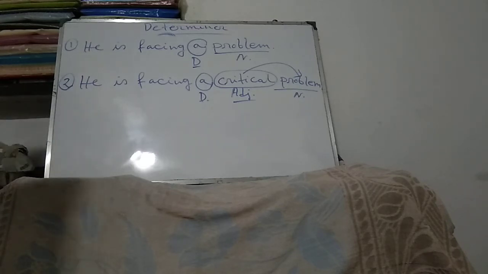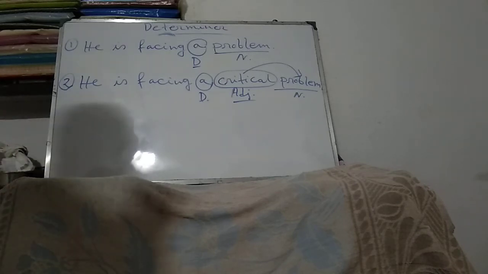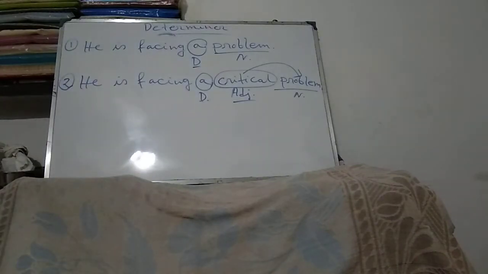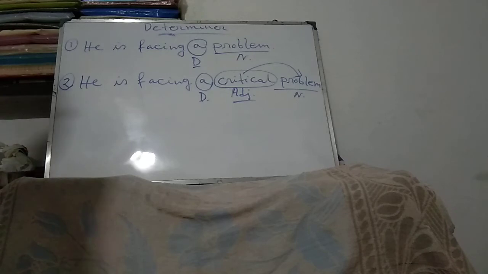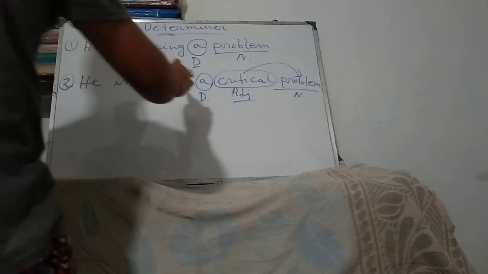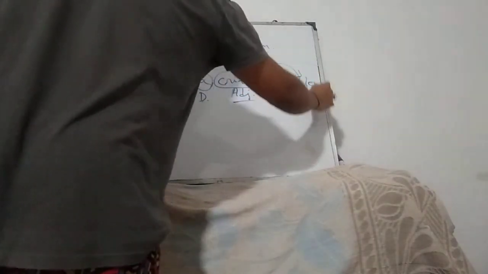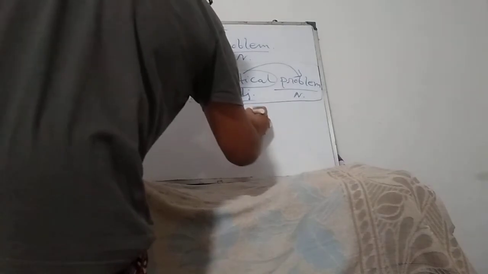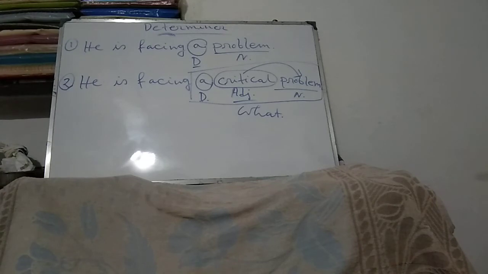But a determiner tells us which one, which noun. Adjectives and determiners are parts of a noun phrase. You must remember that point. Totally, if I say he is facing a critical problem, he is facing what? A critical problem. This is answering the question what? He is facing what? He is facing a critical problem.